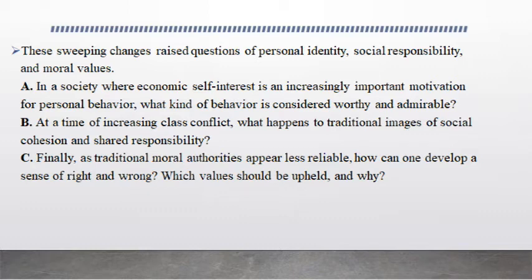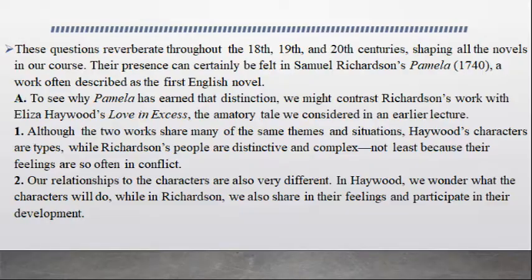At that time, what happens to traditional images and mythologies of social cohesion and shared responsibility? Finally, question three. As traditional moral authorities appear less and less reliable, how can individuals develop a sense of right and wrong? Which values should be upheld and why? Now, such questions reverberate through the 18th, 19th, and 20th centuries. They really extend into the 21st century. These are the questions that we're still grappling with today. And they are the questions that will shape all of the novels in our course.